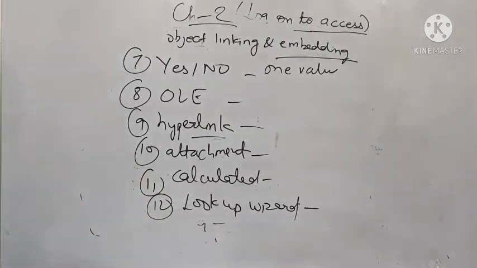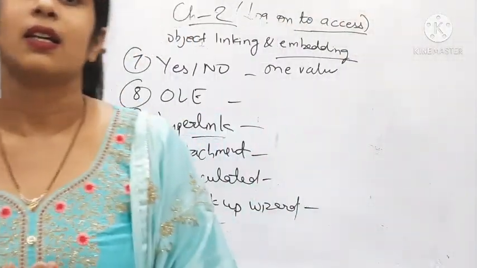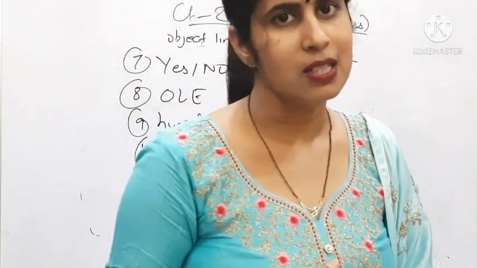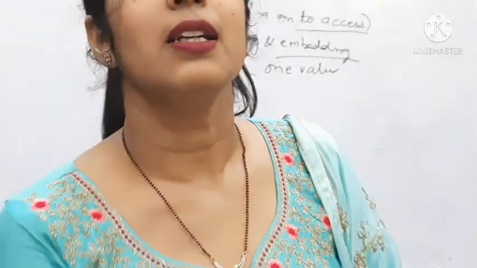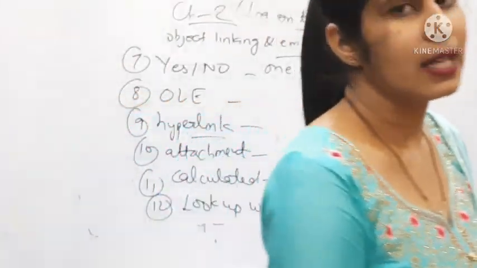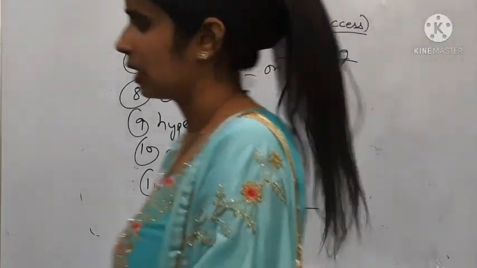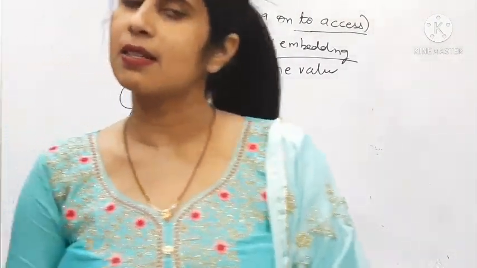So these are the 12 data types. Okay, the first one is short text, then long text, then number, then date and time, then currency, then auto number, yes no, OLE, hyperlink, attachment, calculated, lookup wizard. Okay, so these all we have discussed here.